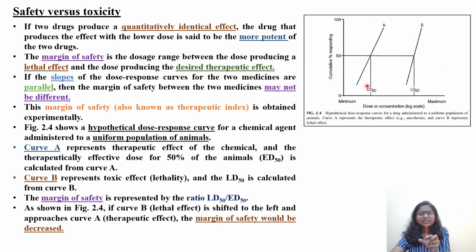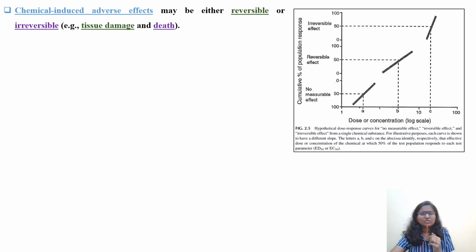For example, digitoxin. Digitoxin is the drug which has the lowest margin of safety. That's why digitoxin should be given to the patient only in the presence of a well-trained physician. Anesthetic drugs are similar in this case.